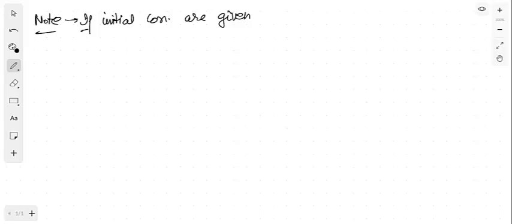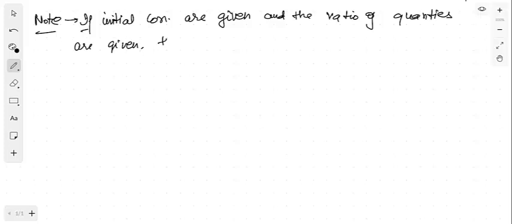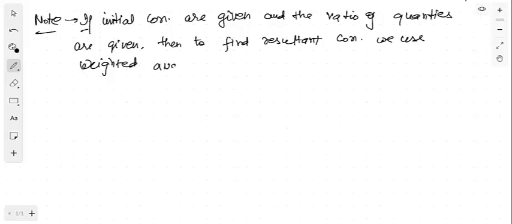method. ठीक है, अब क्या है, initial concentrations अगर given है and the ratio of the quantities are given, then to find out the resultant concentration we use the weighted average method. ठीक है, if initial concentration आपको given है, रेशियो भी आपको गिवन है और आपको रिजल्टेंट निकालना है, तो रिजल्टेंट निकालने के लिए you should use the weighted average method.